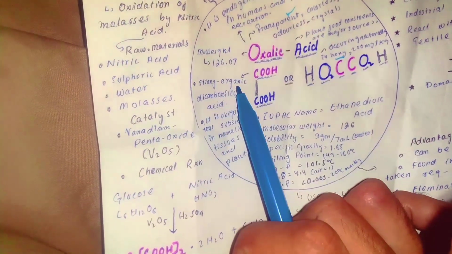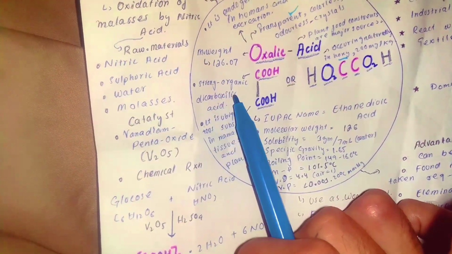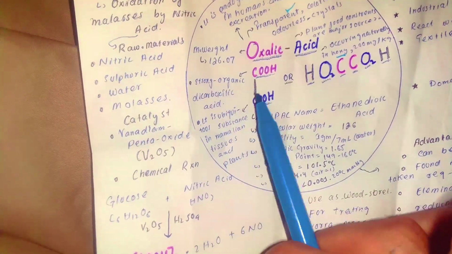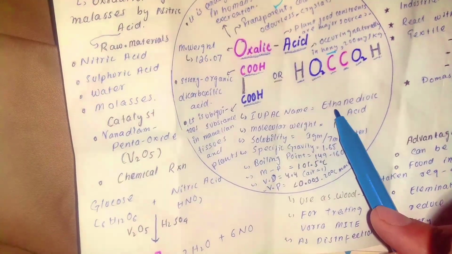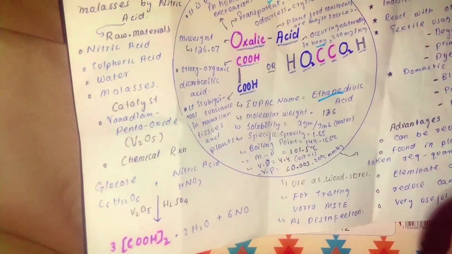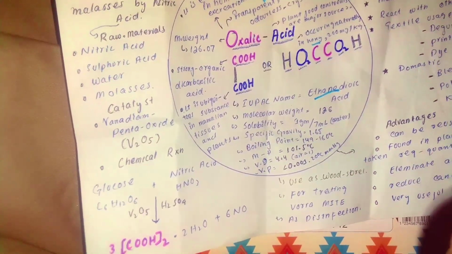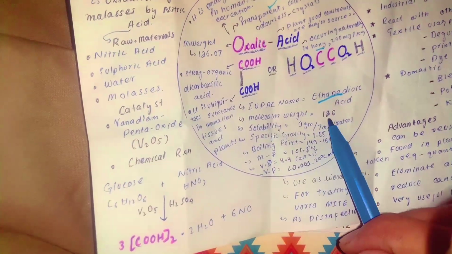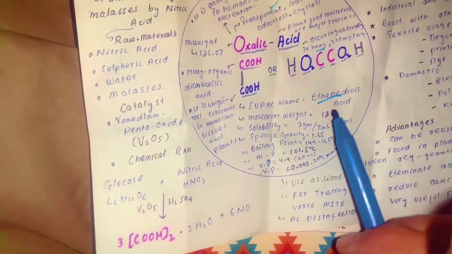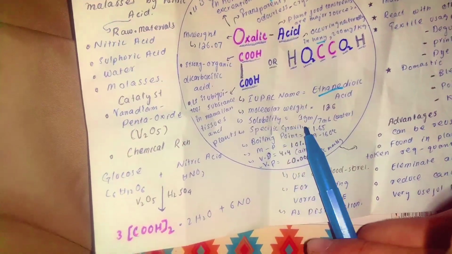It is a strong organic acid, a dicarboxylic acid. Its IUPAC name is ethanedioic acid. Its molecular weight is 126. Its solubility is as follows.